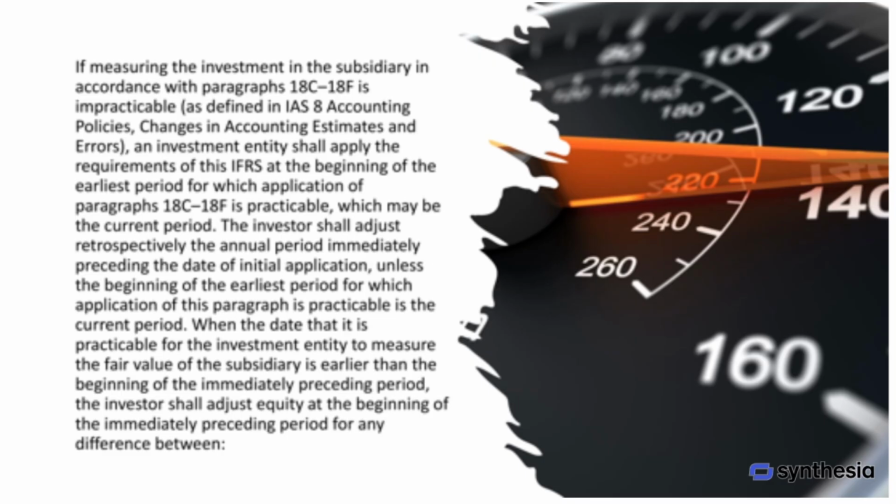When the date that it is practicable for the investment entity to measure the fair value of the subsidiary is earlier than the beginning of the immediately preceding period, the investor shall adjust equity at the beginning of the immediately preceding period for any difference between.